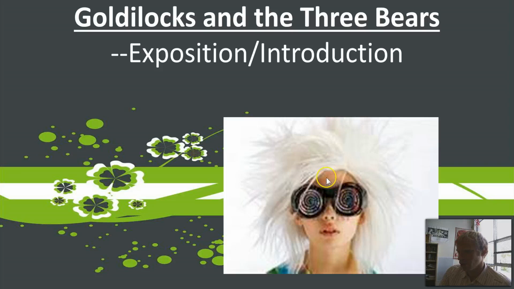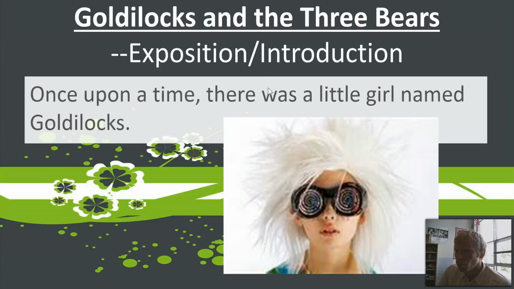That's Goldilocks, and those are her vapid eyes. Here's the introduction. Once upon a time, there was a little girl named Goldilocks. Remember, this is a terrifically creepy story, but it was written for children, so for kids it's going to be short. Not that complex. That's all you need to know. There's a girl. She's named Goldilocks.